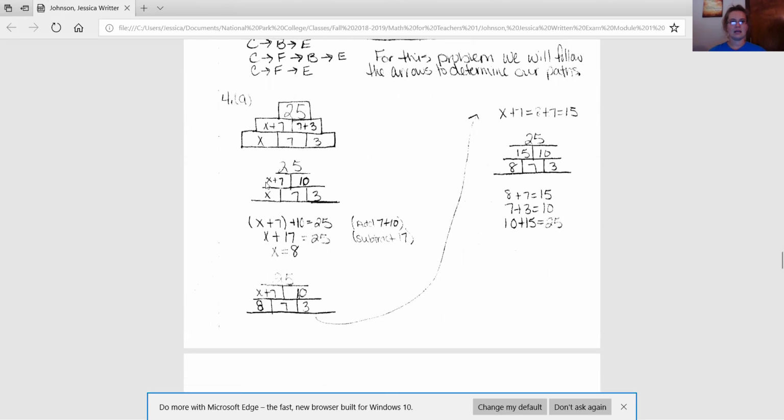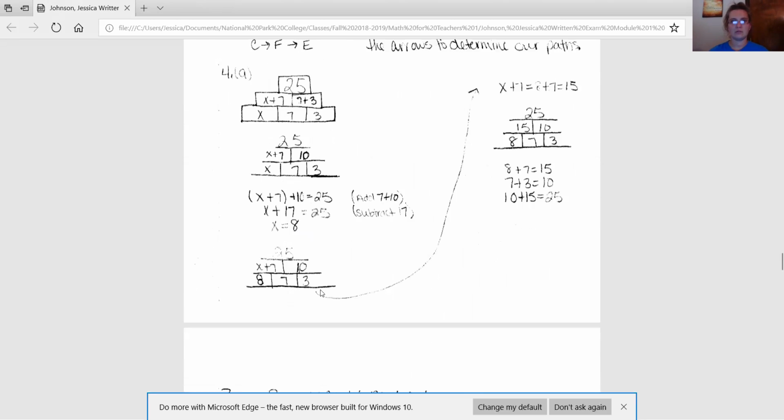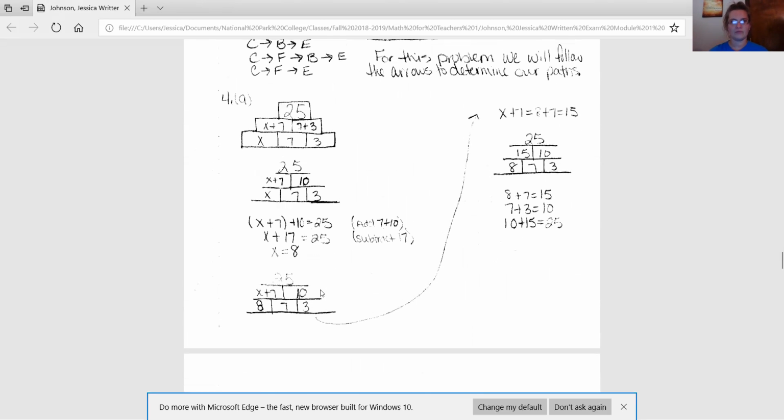And then to get x plus 7, I'm going to take x plus 7 plus 10 equals 25. And our 25 came from the top of the pyramid. And I'm going to add 7 plus 10. x plus 17 equals 25. And now I'm going to divide by 17. x equals 8.